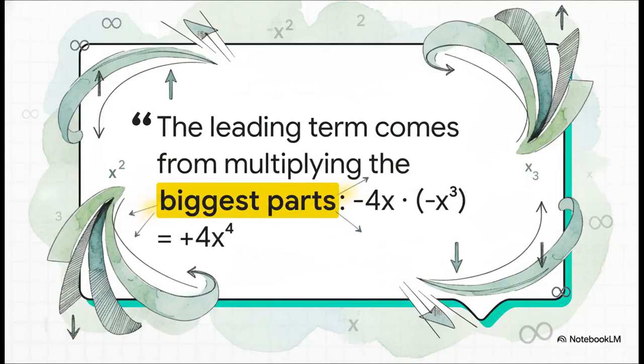Okay, for our last example, things can sometimes look a little tricky. When a polynomial is all factored out like this, you can't just spot the leading term right away. But here's the secret. You only need to multiply the terms with the highest power of x from each piece. Just the biggest parts. Ignore everything else.